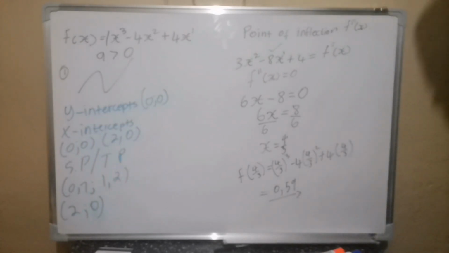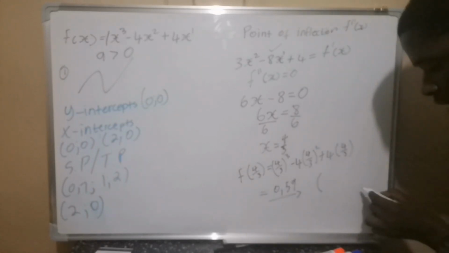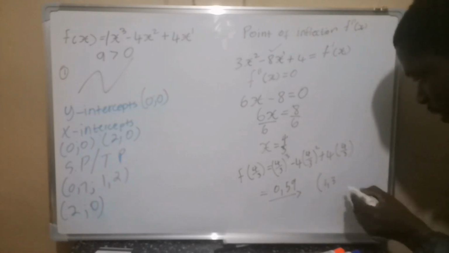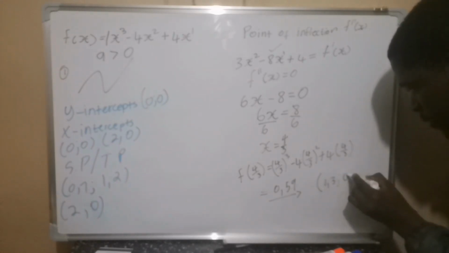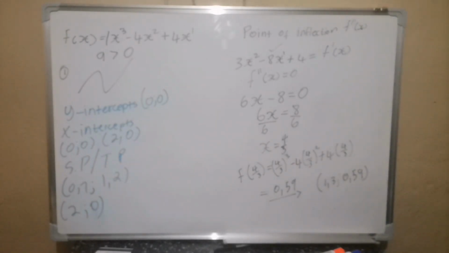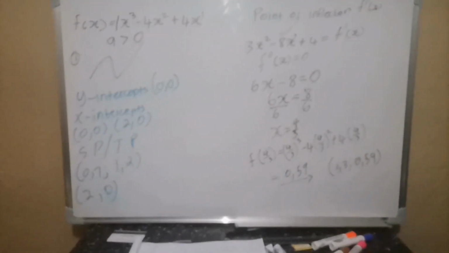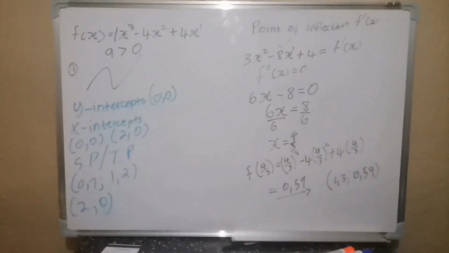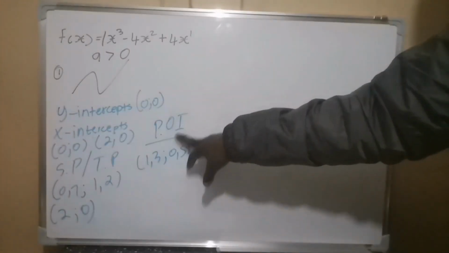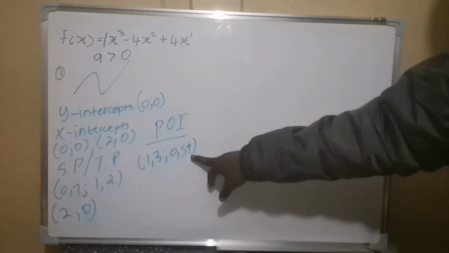So let's put the coordinates properly. 4 over 3 in decimal, I do this because I can plot the graph properly. So 4 over 3 is 1,3 and 0.59. These are the coordinates of our point of inflection, guys: 1,3 and 0.59.